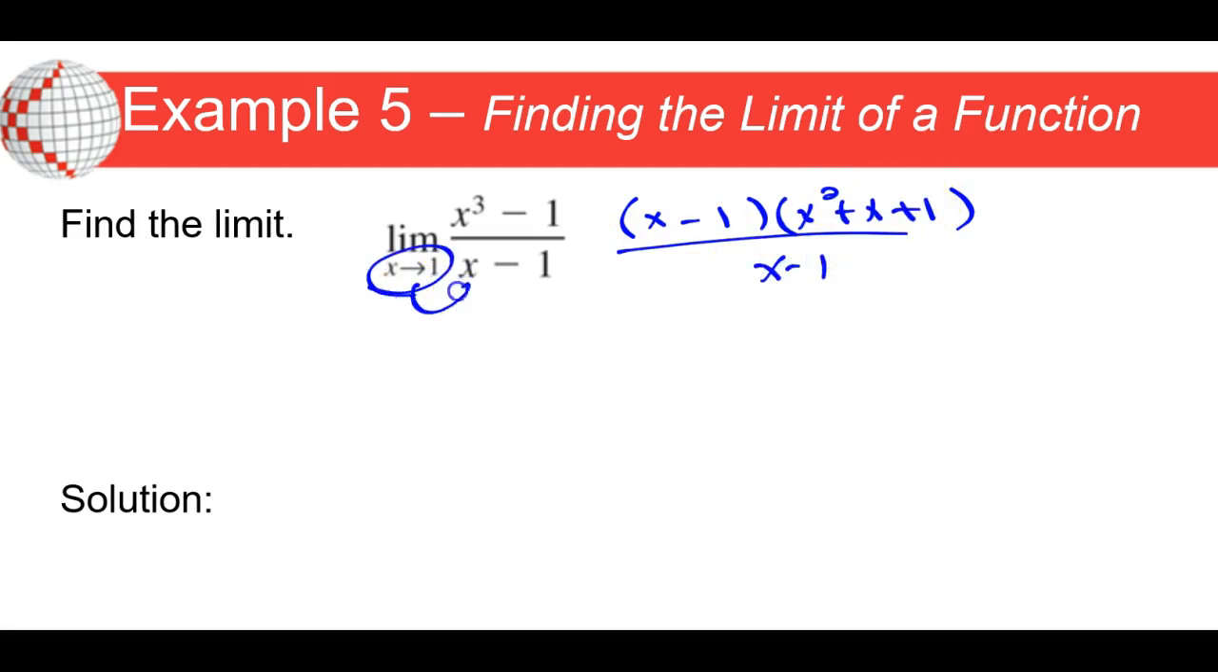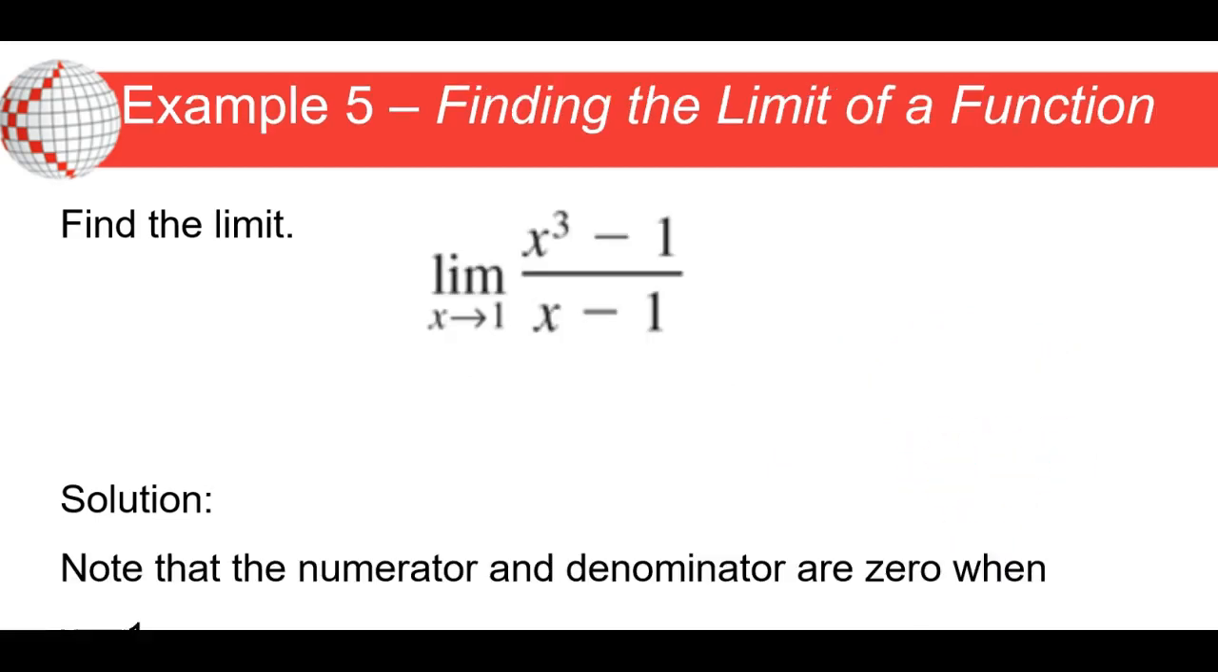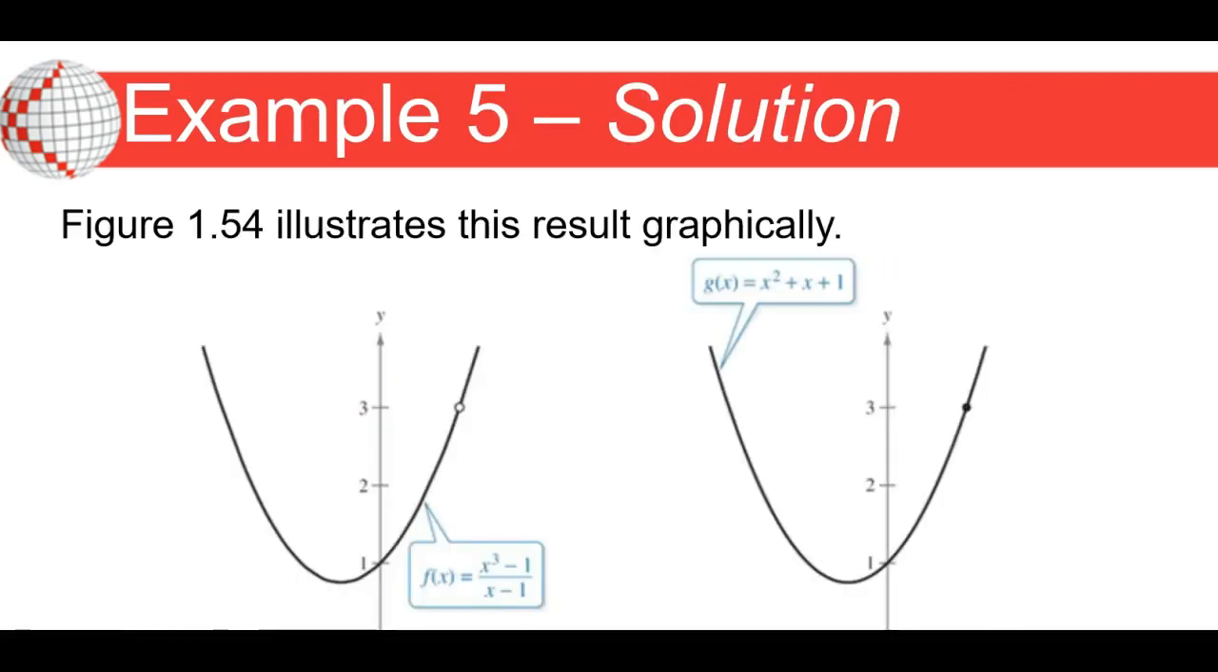Since I can't evaluate by direct substitution because that'll have me divide by 0, which is undefined, I will factor first and then evaluate the limit as x approaches 1 of x squared plus x plus 1, which is just 1 plus 1 plus 1, or 3. And again, worked out solutions are posted on Blackboard.